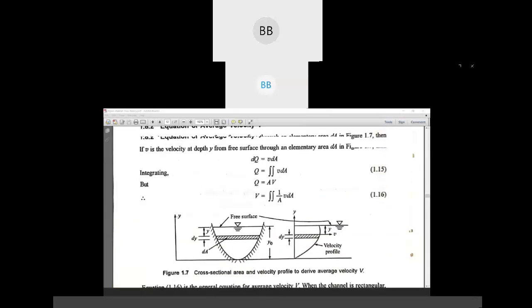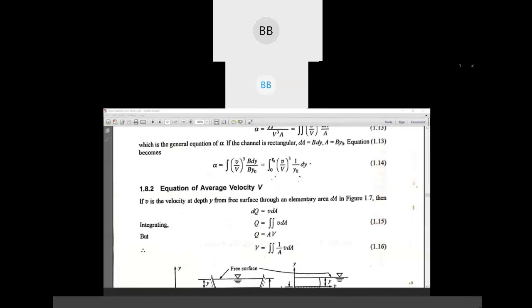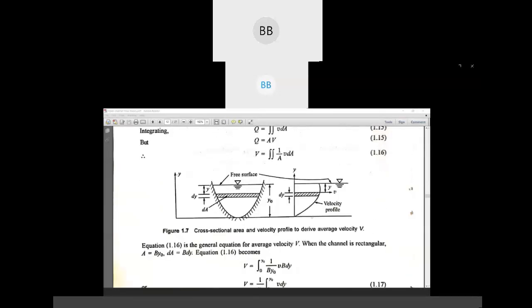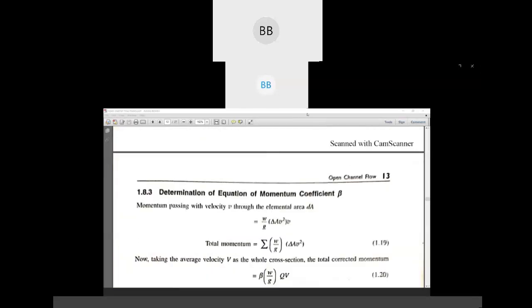See, in this chapter we have numericals related to how to find out alpha, the energy coefficient. To find out alpha we need to find out v. Only then can we determine the energy coefficient. And another term is the momentum coefficient, beta.